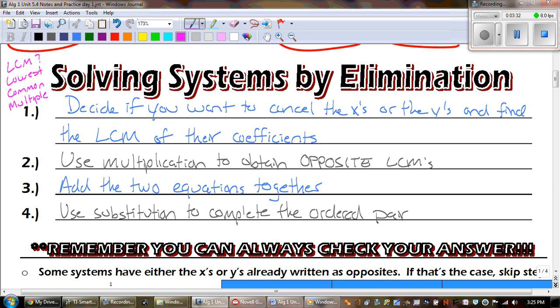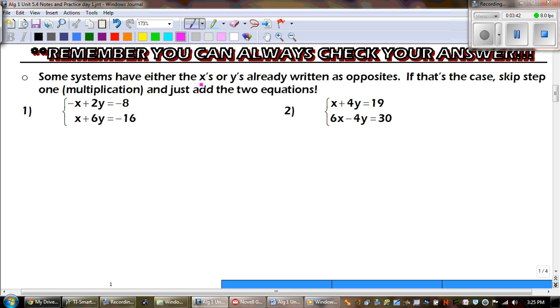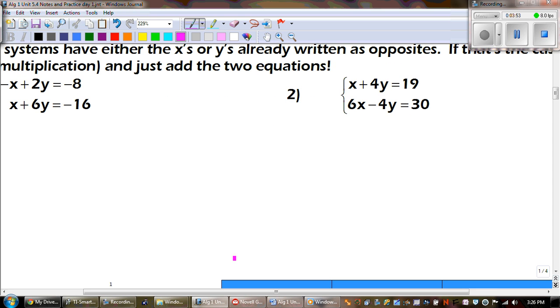You guys can do the rest on your own, right? Oh, you can't? Oh, you want me to go through some? Sure, we can do that. So, some systems have either the x's or y's already written as opposites. That's good. In this case, we can skip step 1, the multiplication, and just add the two equations together.